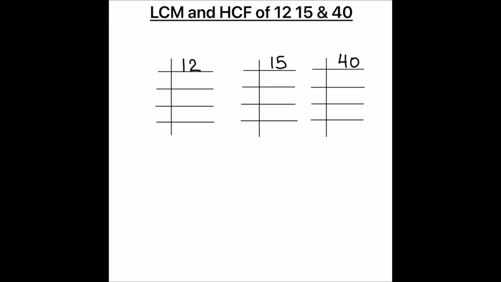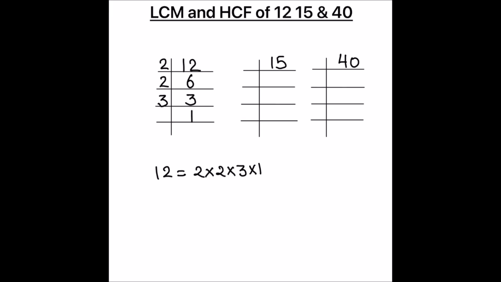So first we'll find the factors of 12 and we'll divide it by prime numbers. So 2 times 6 is 12. Now 2 times 3 is 6 and 3 is a prime number. 3 times 1 is 3. So let's write the factors of 12 as 12 equals 2 times 3 times 1.